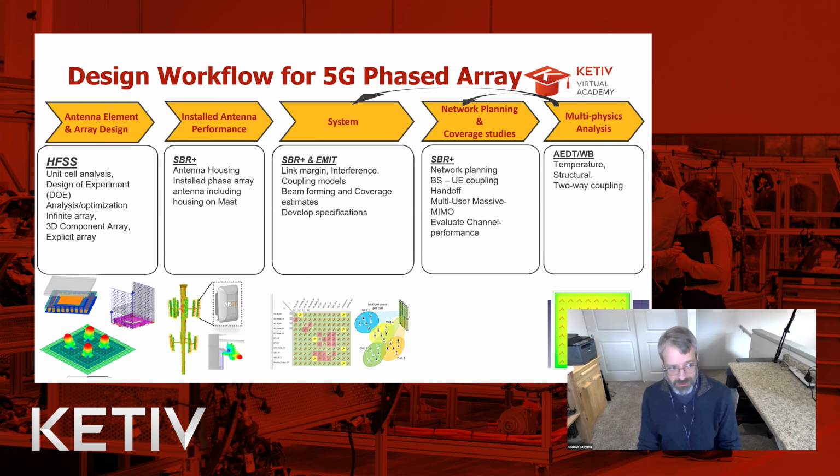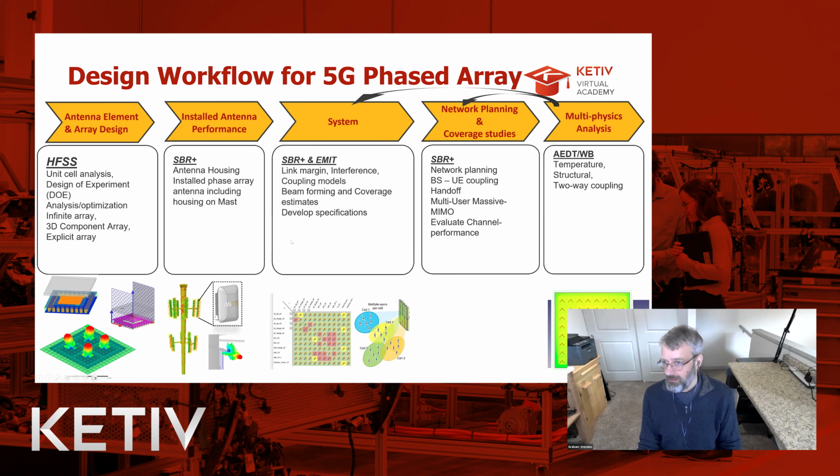So we start here with antenna element and array design. So we start with designing the initial element, and then maybe expand that to make multiple copies of that element in an array. We then might use SBR Plus to take that array and install it somewhere, and then see how it interacts with the rest of its surroundings. We might want to take a look at, if I have multiple antennas around at the system level, link margin or interference or coupling models. How do these two antennas talk to each other or couple?